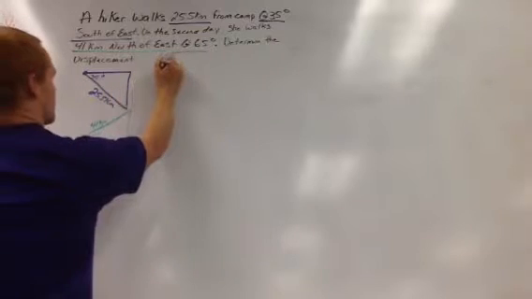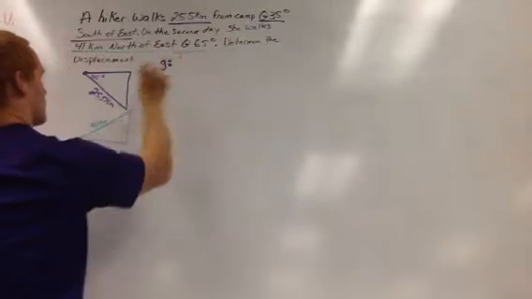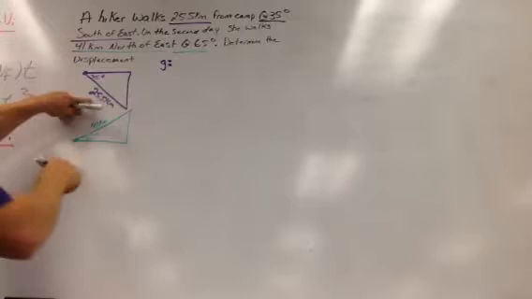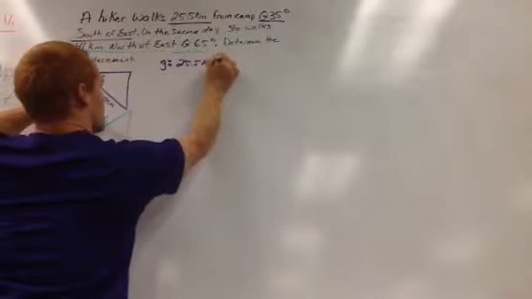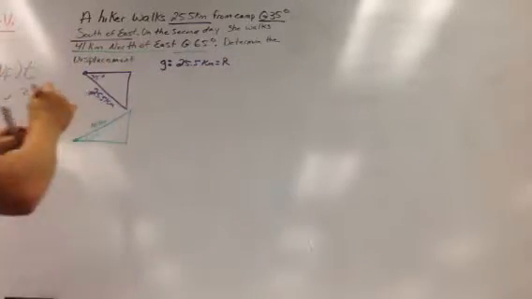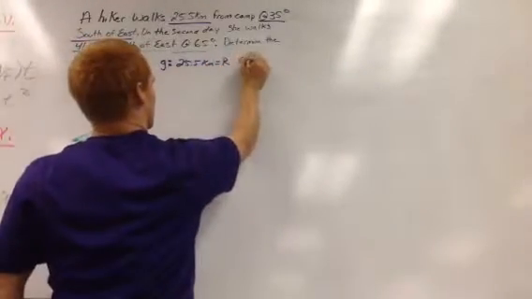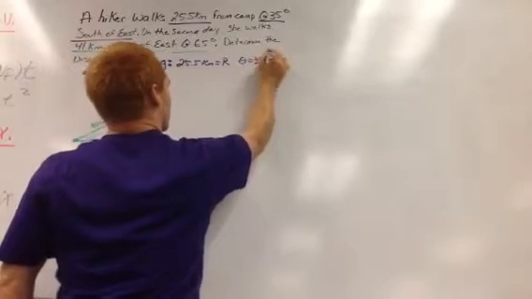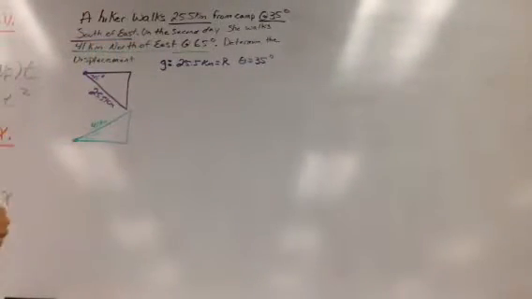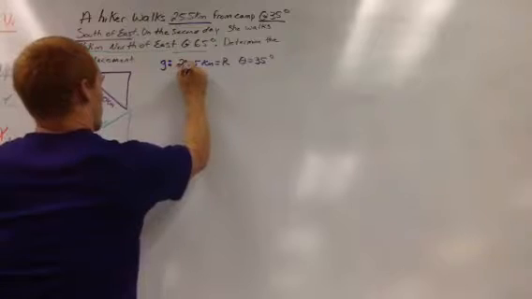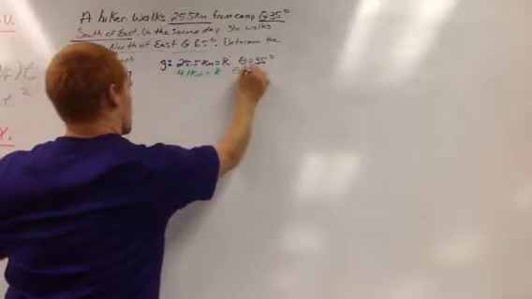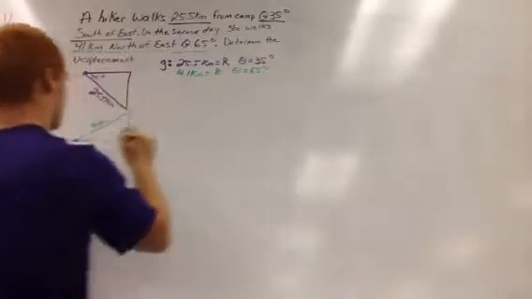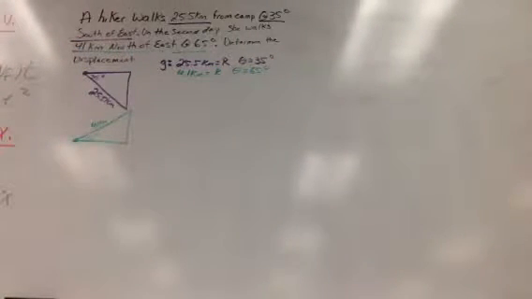So our givens. We're just going to write this down. 25.5 kilometers. That would be the resultant of triangle 1. And theta is 35 degrees. For triangle 2, we would have 41 kilometers is our resultant. Theta is 65 degrees. We have step 1 done. We have both our triangles.